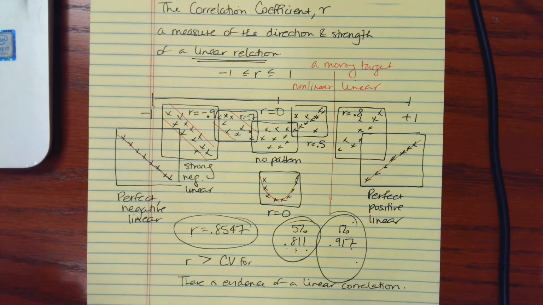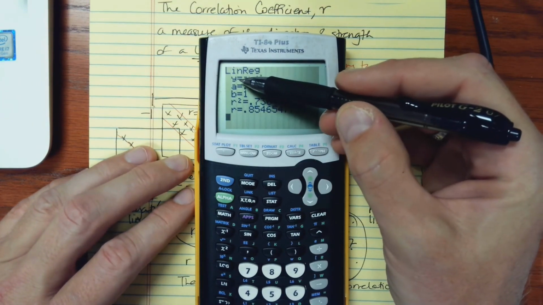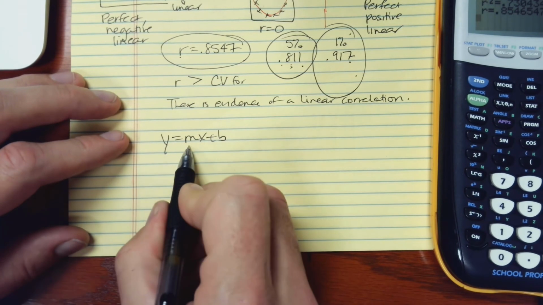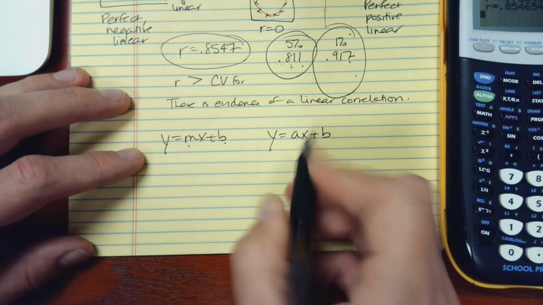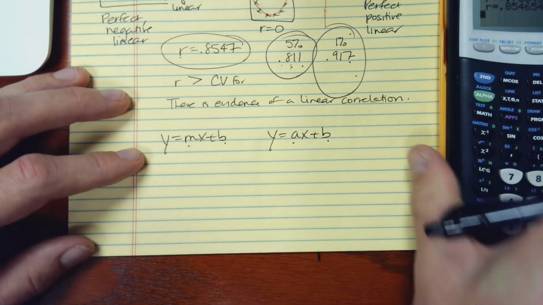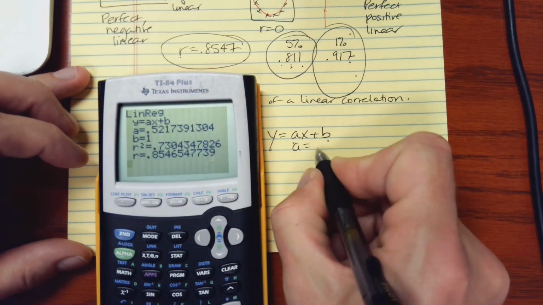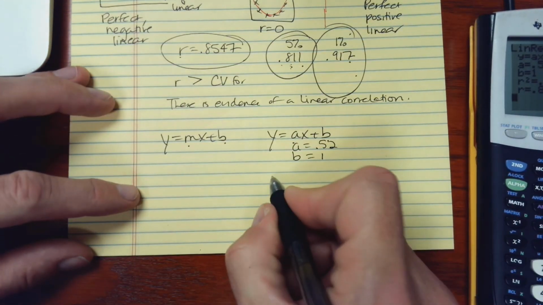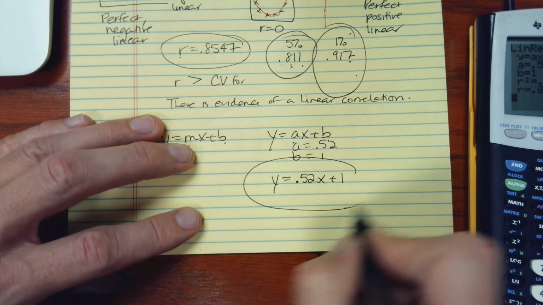So lastly, I want to show you a couple of other things that were in this output from the calculator. I have this y equals ax plus b. Now, oftentimes, we are used to saying y equals mx plus b, where m is slope and b is y-intercept. Your calculator is using ax plus b. So a is the slope and b is the y-intercept. So the values that I'm getting here are a is 0.52 and b is 1, and I'm just rounding it to 2 decimal places. So the line y equals 0.52x plus 1, this is called the regression line.